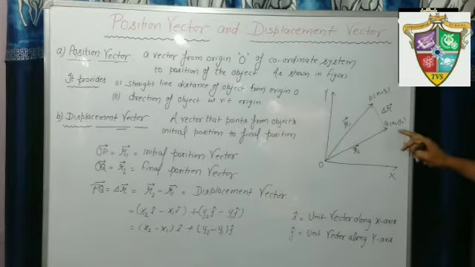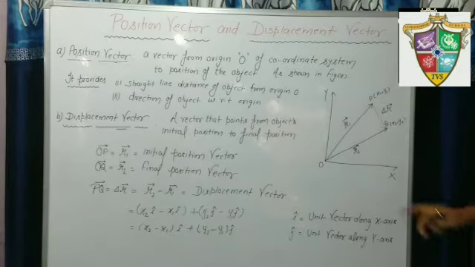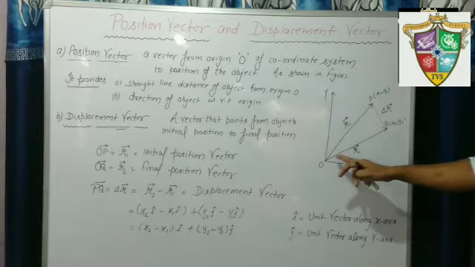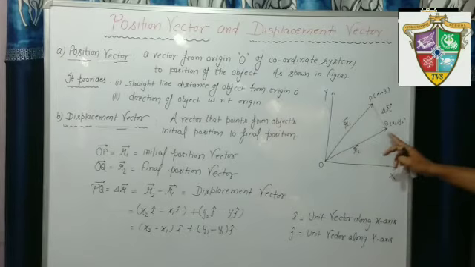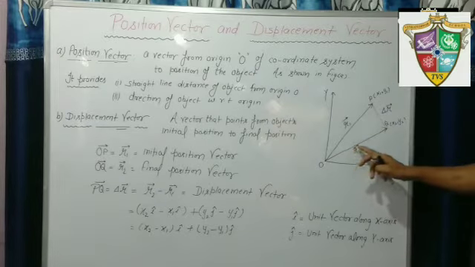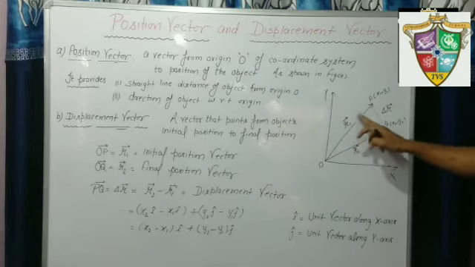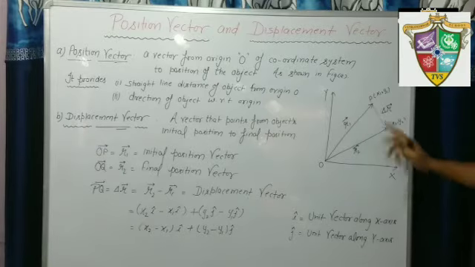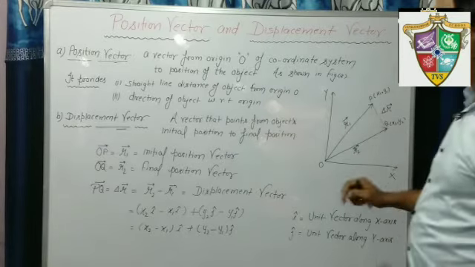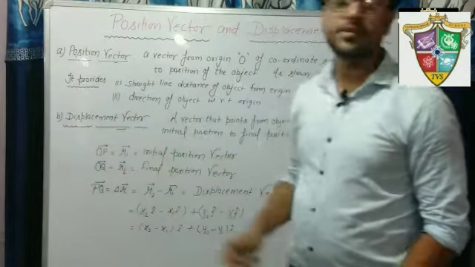and the coordinates of Q are x2, y2, then the position vector is denoted by this R2. This is the new position of the particle. This is the initial position vector. This is the final. If we subtract the initial vector from the final position vector, we will get the displacement vector.